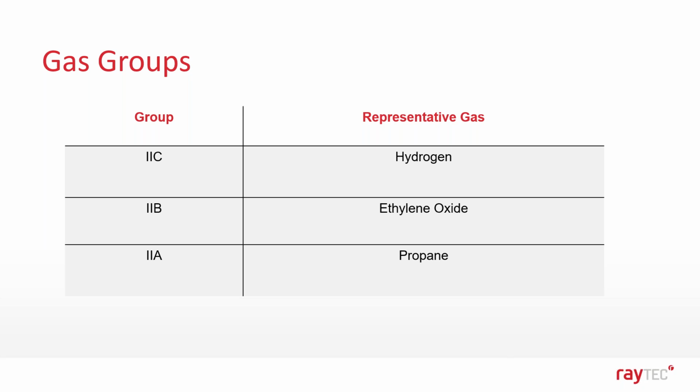We then go through to Group 2A gases, and these require the most amount of energy to ignite the mixture, at roughly 260 microjoules. Gases included in this group are propane and petrol. So 2C is the most onerous group because it requires the least amount of energy to ignite it. Equipment suitable for the 2C gas group can also be used in 2B and 2A groups, whereas equipment only suitable for 2A can only be used in Group 2A, and cannot be used in 2B or 2C.